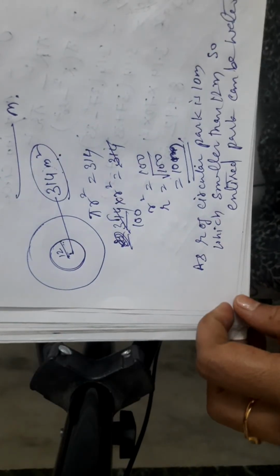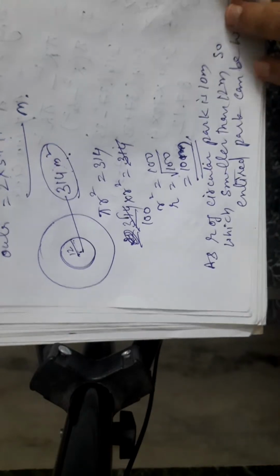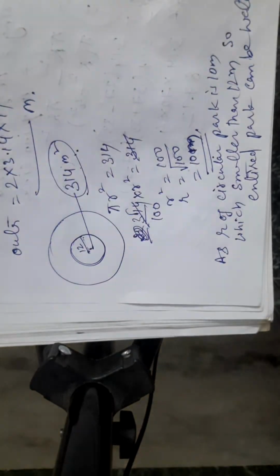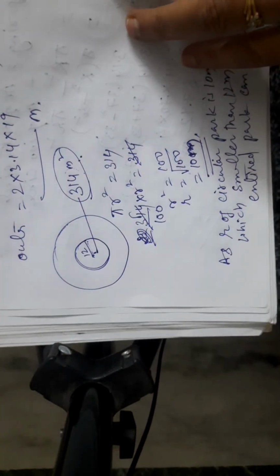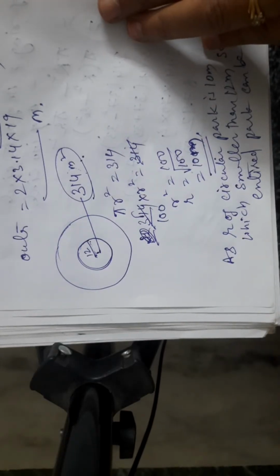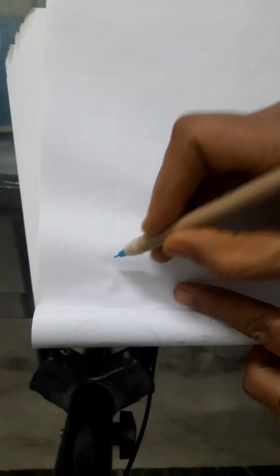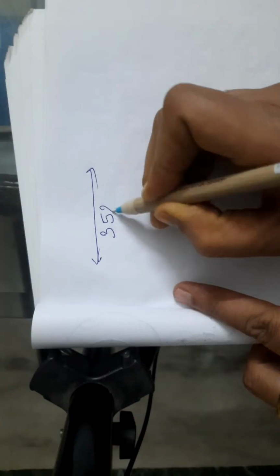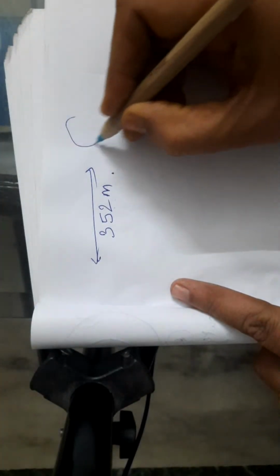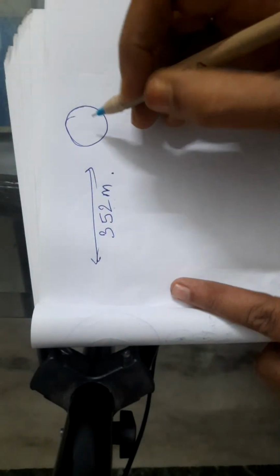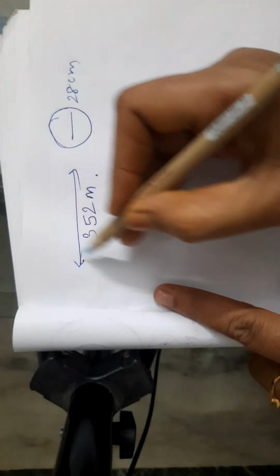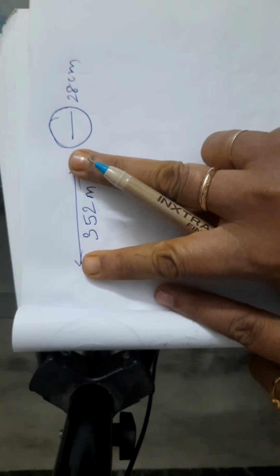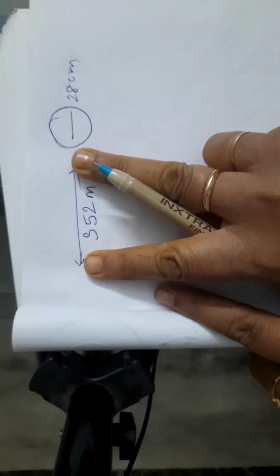So most probably you understand. Now next question. How many times must a wheel of radius 28 centimeter rotate to go 352 meter? This question is also very important. Here the distance is given, 352 meter. The wheel of the vehicle has radius 28 centimeter. How many times will it rotate to cover this distance?